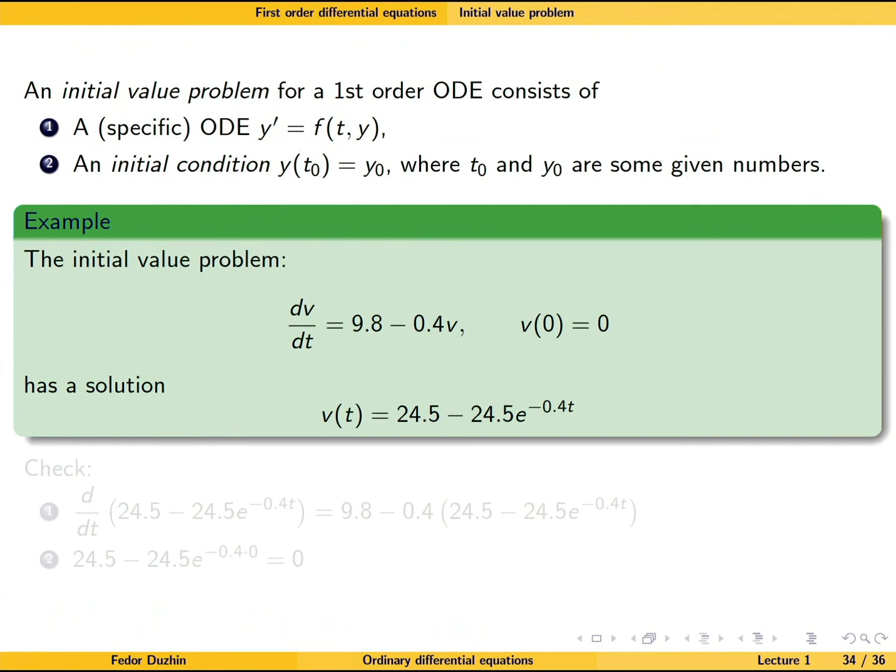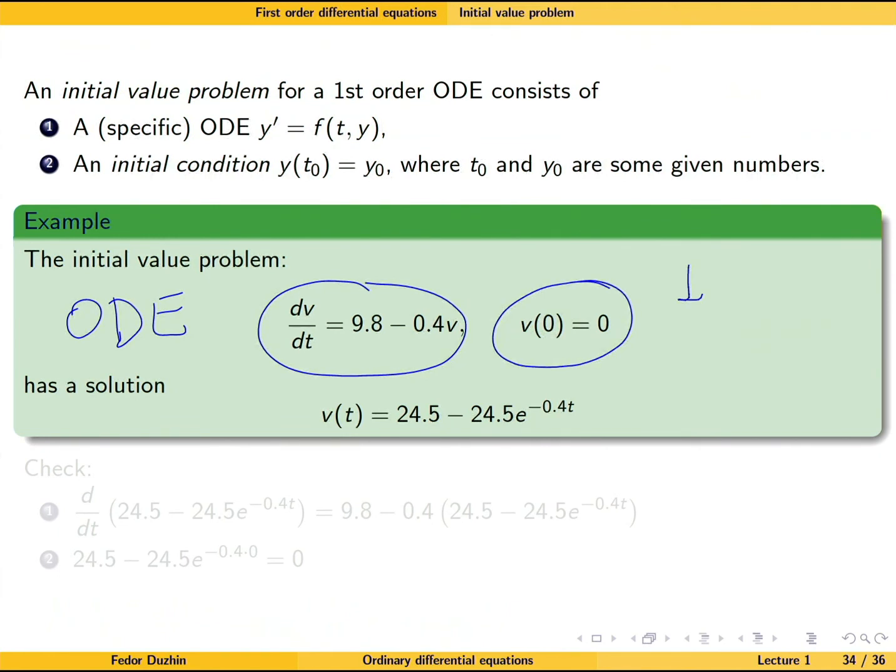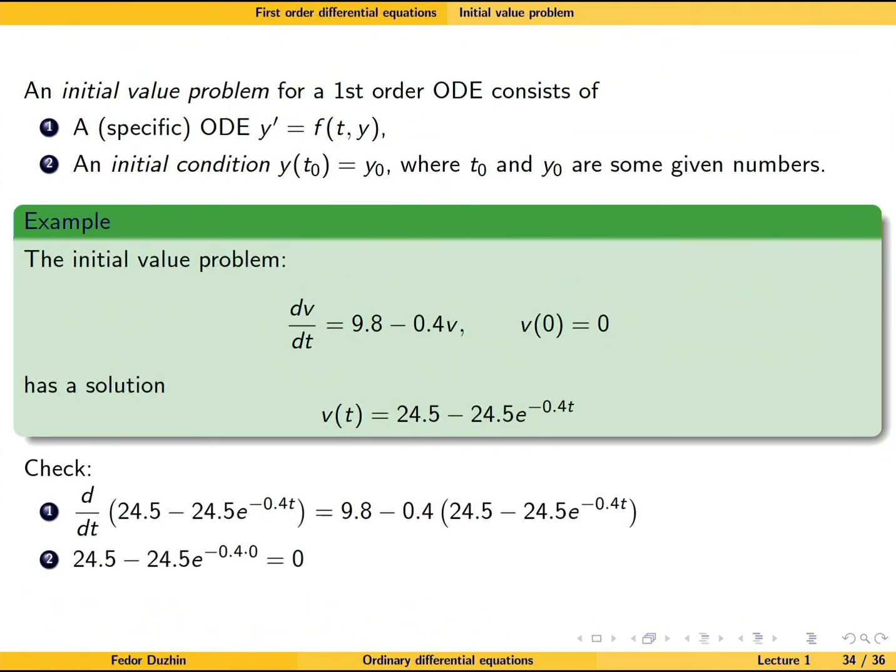And so, for example, here is our initial value problem. It consists of an ordinary differential equation, ODE, and the initial condition, right? So initial condition. And then we can verify that this function is a solution of this initial value problem. So we need to first verify that it satisfies the differential equation, and second, we need to verify that it satisfies the initial condition. Okay?